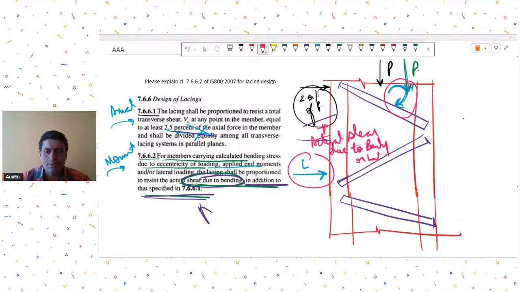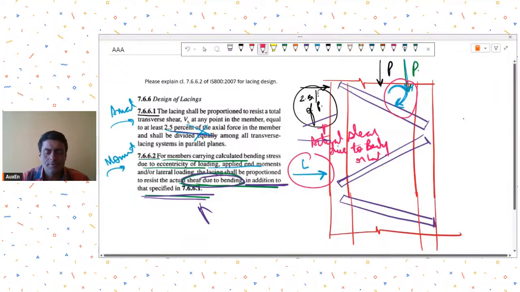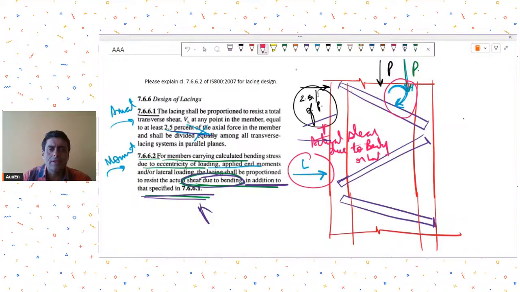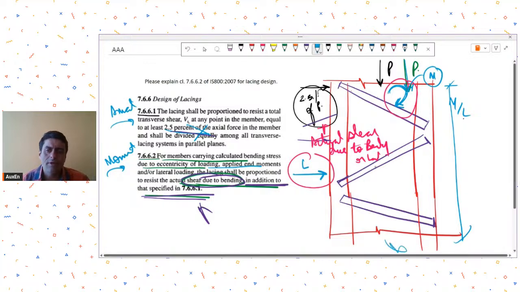Then the next query is, how to calculate shear if you have the bending moments given. You can do M over L to get the shear force, where L means the length between which the bending moment is getting applied, and accordingly you can calculate shear.